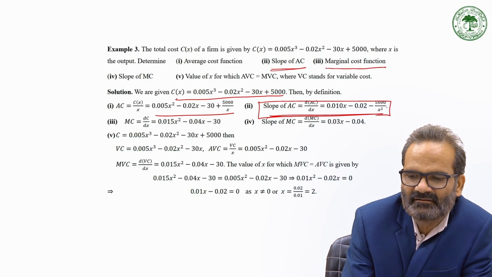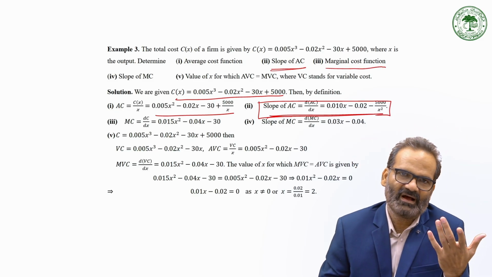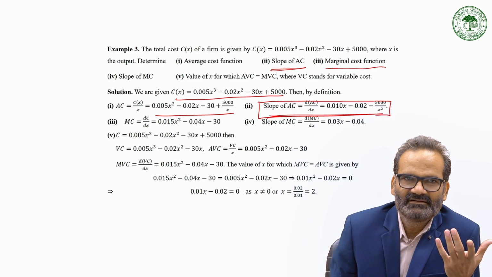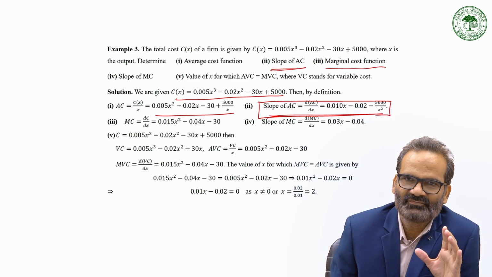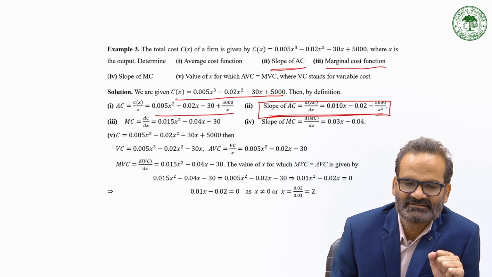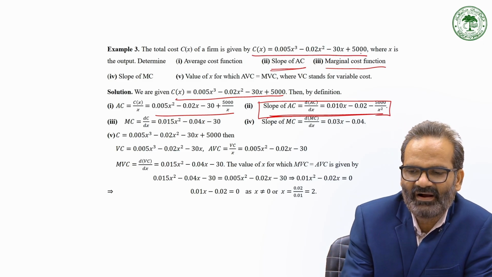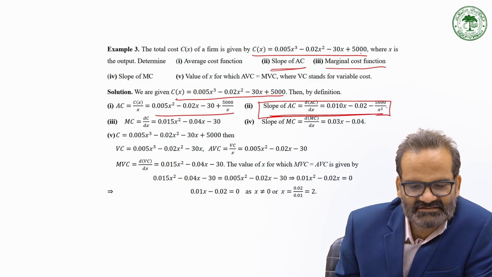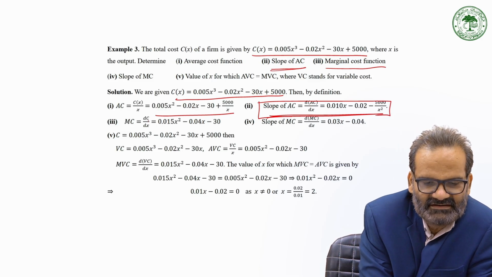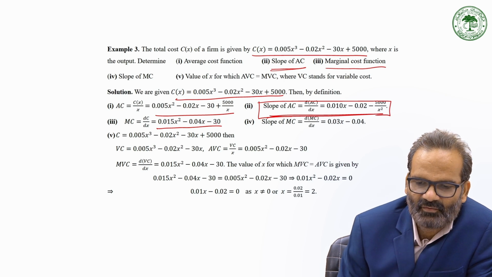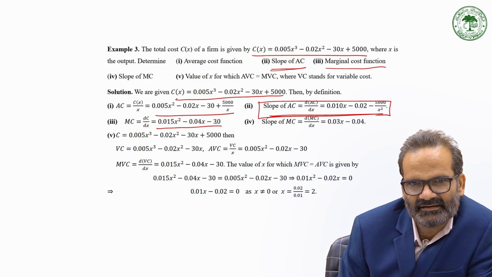The third part is the marginal cost function. Whenever you are given the total cost function, its first derivative will represent its marginal cost function. So this is your C(x). Find its first derivative, that is dC over dx. dC over dx is called the marginal cost function. So this is your marginal cost function: 0.015x square minus 0.04x minus 30.